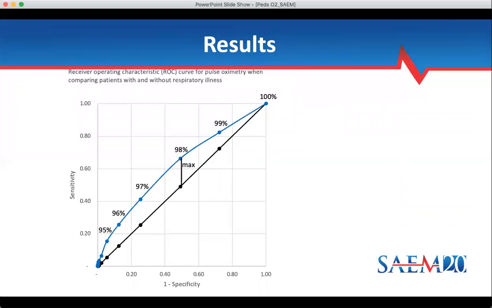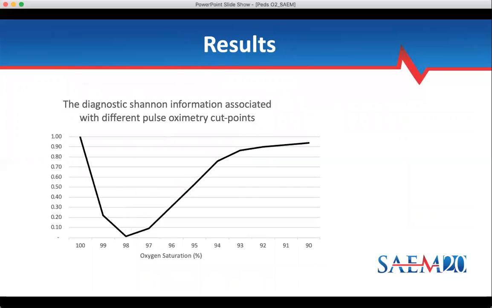Here is our receiver operator characteristic curve, which shows a Youden index is maxed at 98%, signaling a cutoff point at that level. The area under the curve is 0.70, which shows it's a relatively poor diagnostic tool to determine if a patient has respiratory illness.